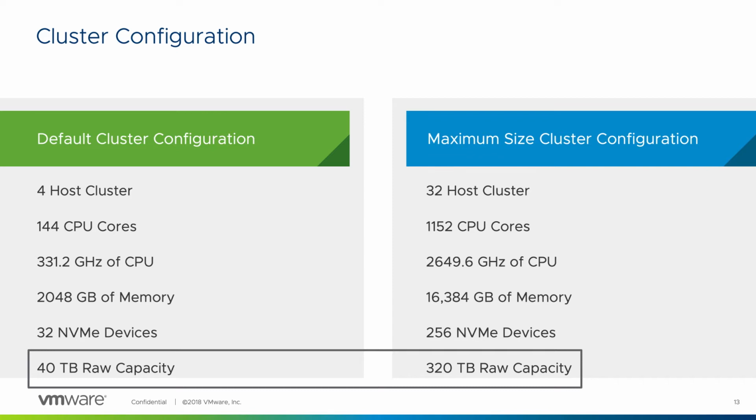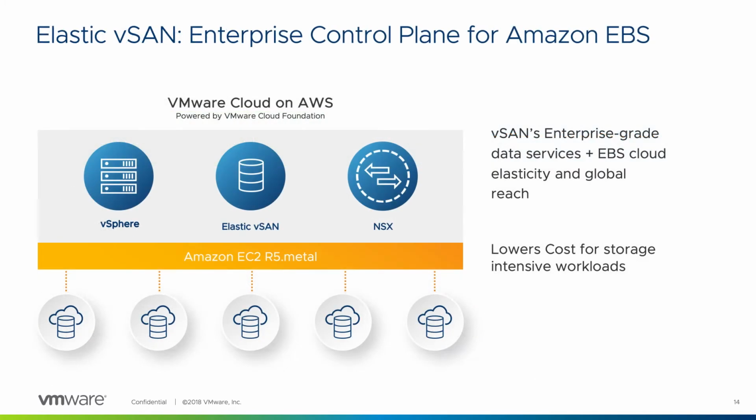Now, we spoke to a lot of customers, and some of our customers said, okay, 320 terabytes sounds like a lot, but we have databases that for a single instance consume more than 320 terabytes. So we would like to have the ability to expand, dynamically grow, and potentially shrink this capacity as well. What can you do for us in that case? That is something that we've been working on in the past couple of months, something that we refer to as Elastic vSAN.